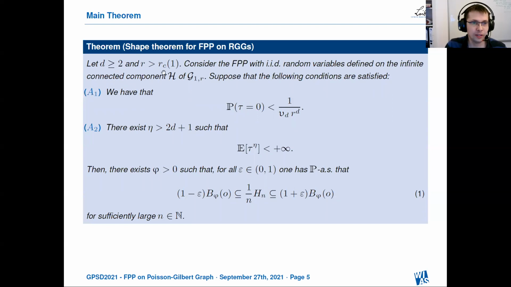First of all, we need exactly one spatial condition on the graph, namely that it percolates. If the graph would not percolate, first passage percolation as we defined is not possible.